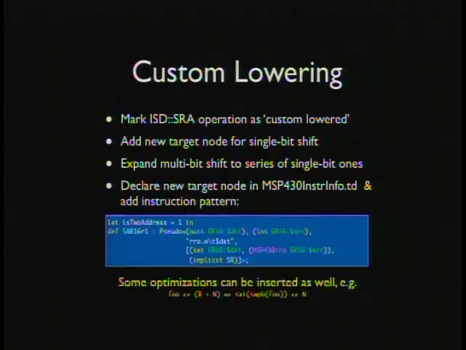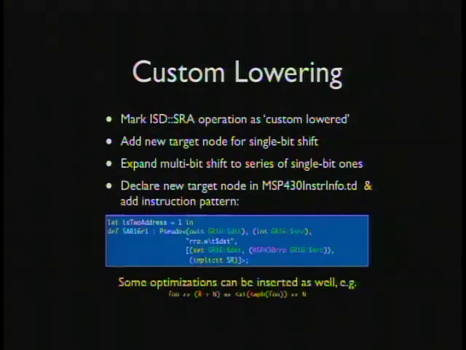Basically, we need to mark the shift operation as custom lowered. We need to add the new target node for the single-bit shift. Then we need to add code to expand the multi-bit shift into a series of single-bit ones. We need to declare a new target node in the instruction info .td file and add an instruction pattern which will match that special node and emit just a single-bit shift.